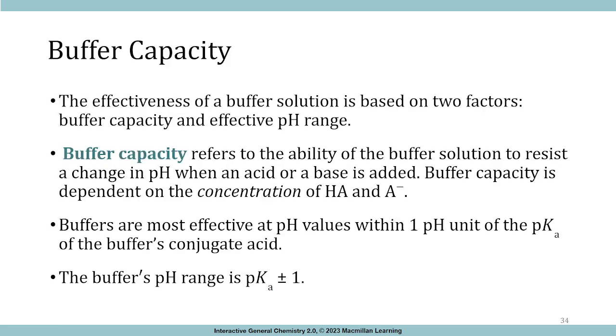Buffer capacity. This is the effectiveness of a buffer solution, and it can be based on two factors: your buffer capacity and your effective pH range. The buffer capacity refers to the ability of the buffer solution to resist a change in pH when an acid or base is added. So the buffer capacity is dependent on the concentration of HA and A minus.